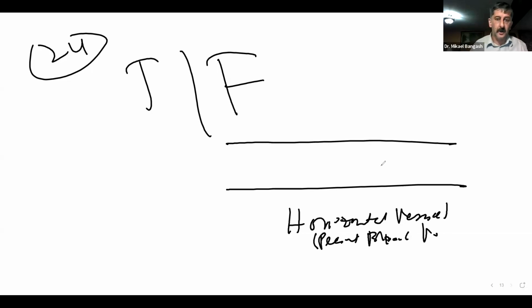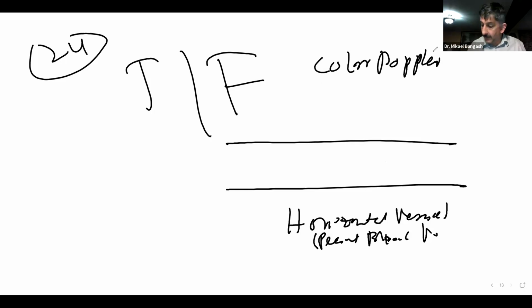Lumen is just a fancy word for a passage. It's evaluated with a color Doppler. So if this is the vessel, yes, it is going to be evaluated with a color Doppler.